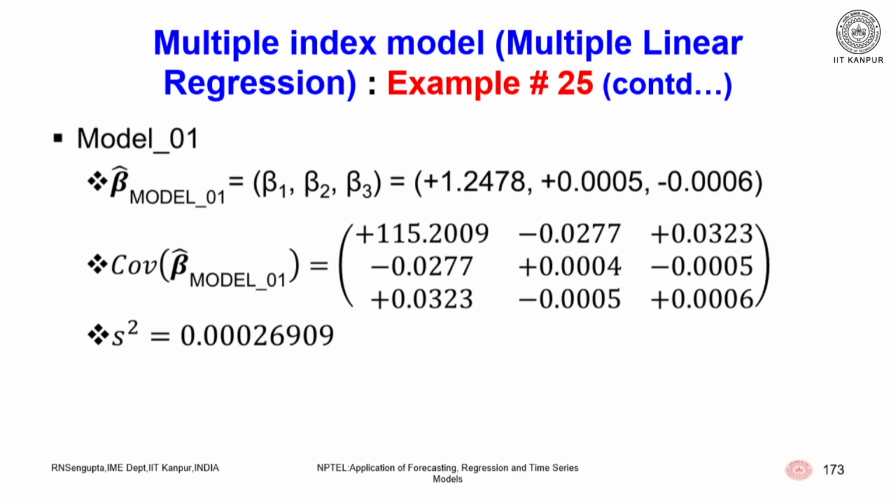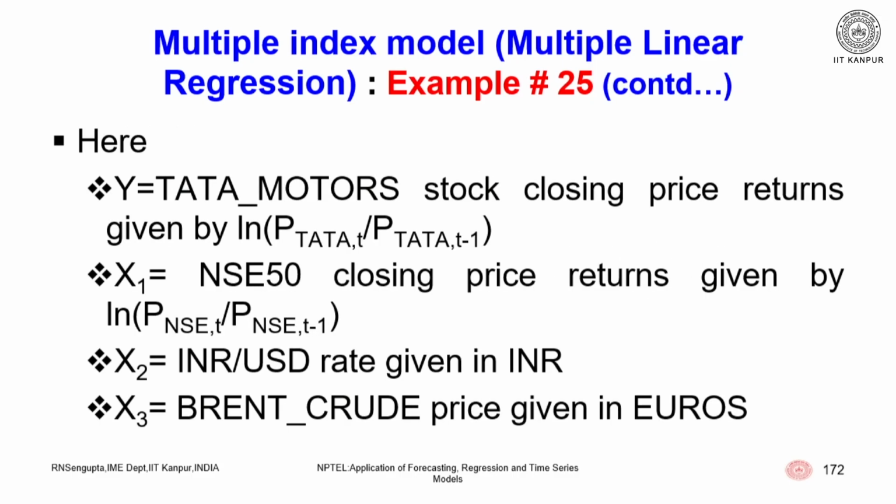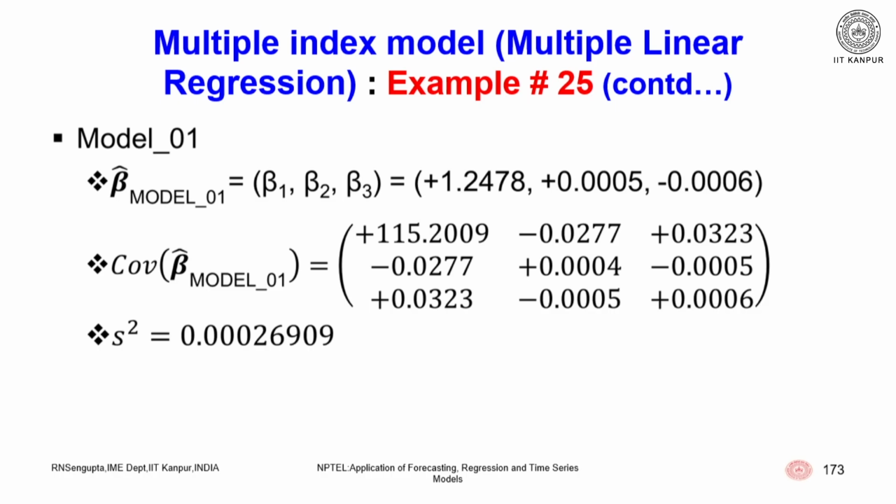Similarly, when I utilize the formula for the covariance of beta, which was already given, sigma square into (X transpose X) inverse, and sigma square we had considered, I will come to that later. So, that value comes out to be the covariance. The 1,1 element is the covariance of beta 1 with itself, which is the variance. The 2,2 value, 0.0004, is the variance of beta 2, and the 3,3 element, 0.0006, is the variance of beta 3.